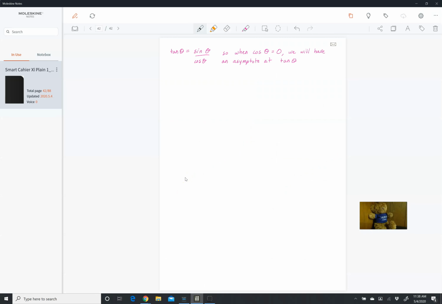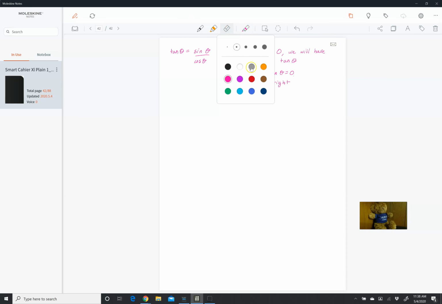So at cosine of theta equals 0, we have asymptotes. When sine of theta equals 0, tangent of theta equals 0. Equals 0, not theta. Okay. And the tangent graph rises from left to right. This is going to be helpful when we look at other graphs. Okay.